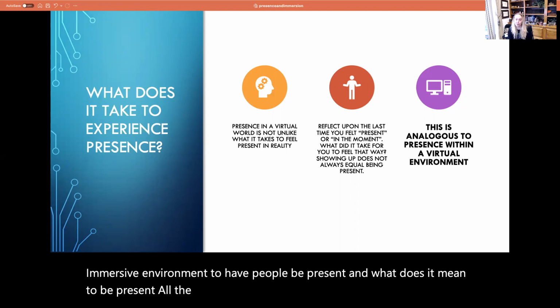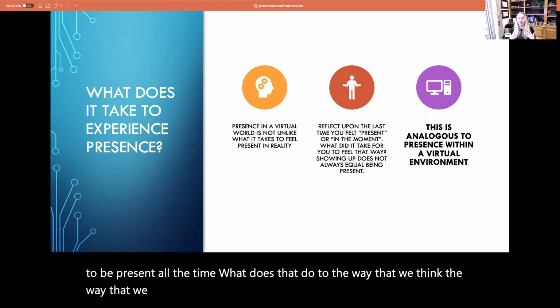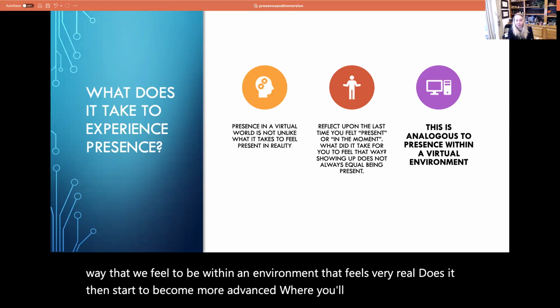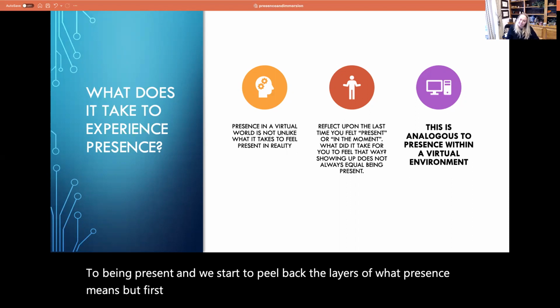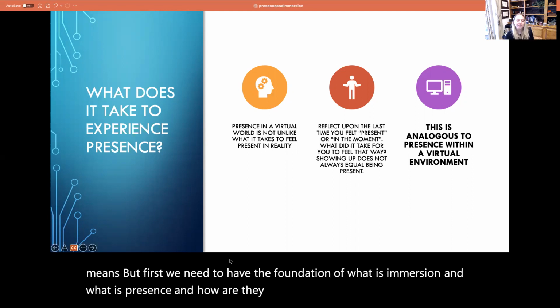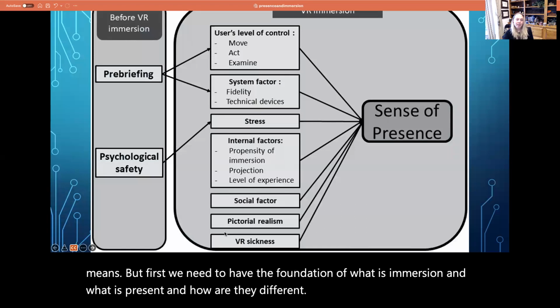What does that do to the way that we think, the way that we feel, to be within an environment that feels very real? Does it then start to become more advanced, where, and you'll read about different approaches to being present, we start to peel back the layers of what presence means. But first, we need to have the foundation of what is immersion and what is presence and how are they different.